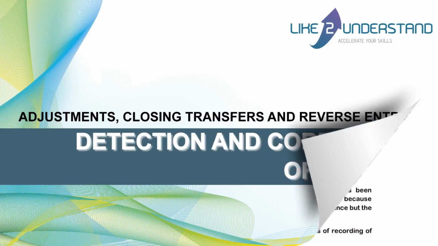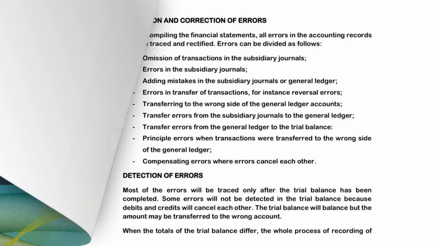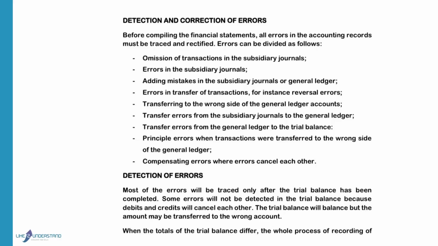Good morning. We will pay attention to detection and correction of errors. Before compiling the financial statements, all the errors in the accounting records must be traced and rectified. Errors can be divided as follows. Omission of transactions, so the transaction was not recorded in the books at all because you received the source documents too late or because someone made a mistake.